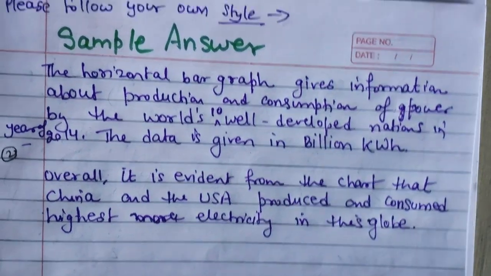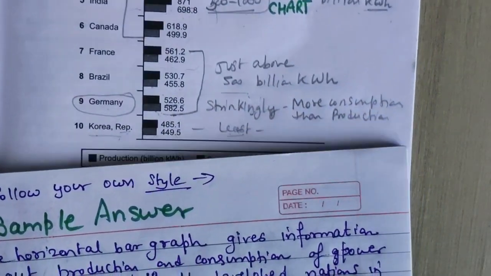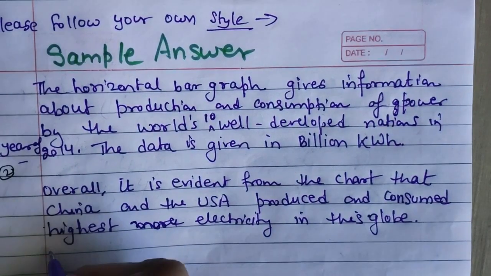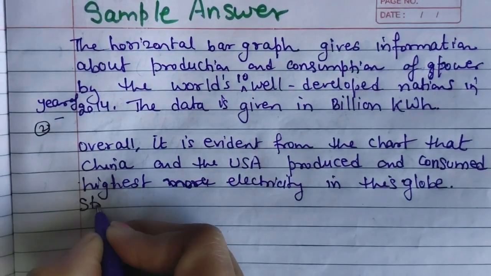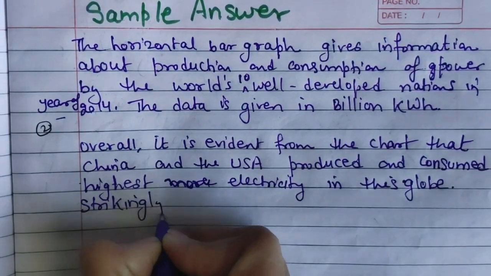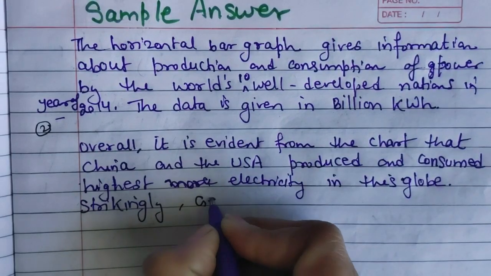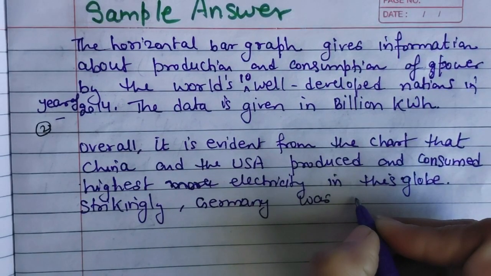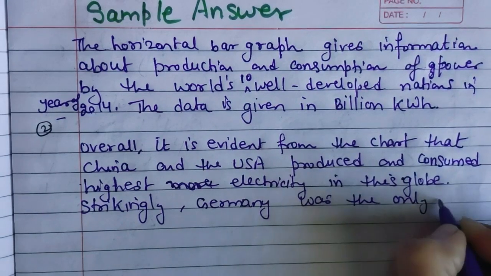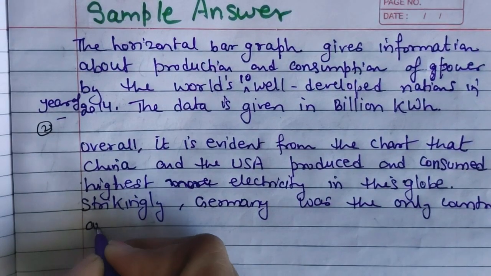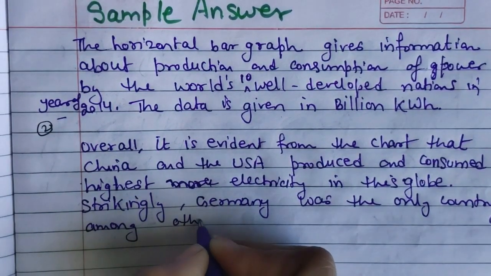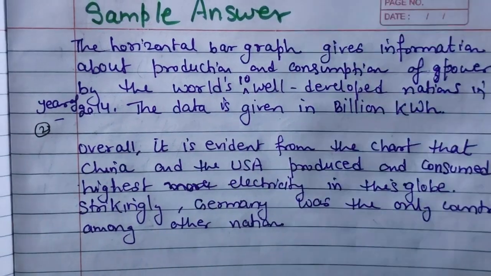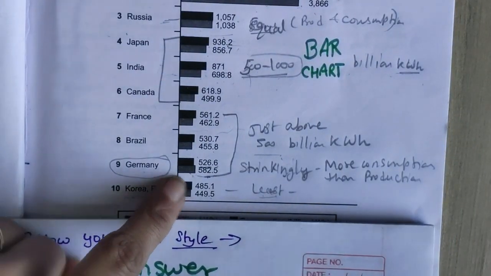Now, what about the second important point I'm going to write? Russia and Germany I'm going to talk about. First, Germany. Strikingly, Germany was the only country among other nations that consumed more electricity than production.